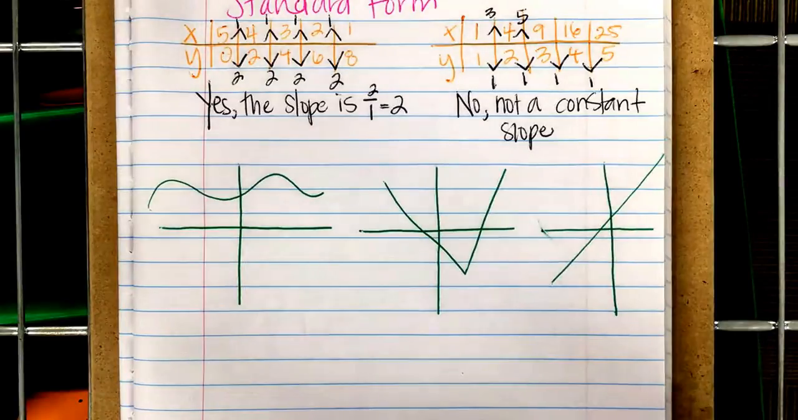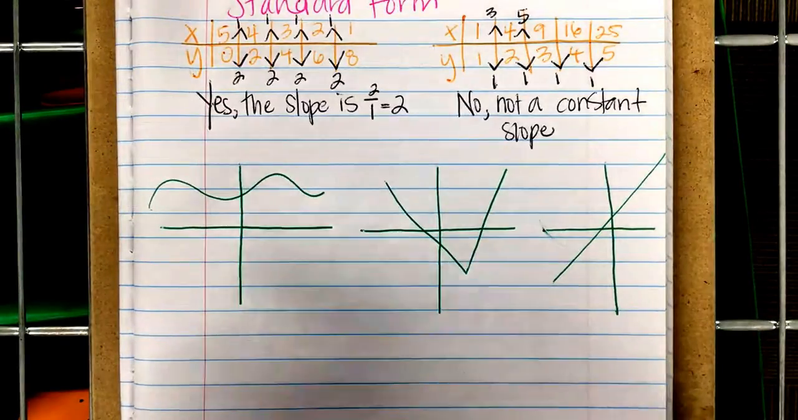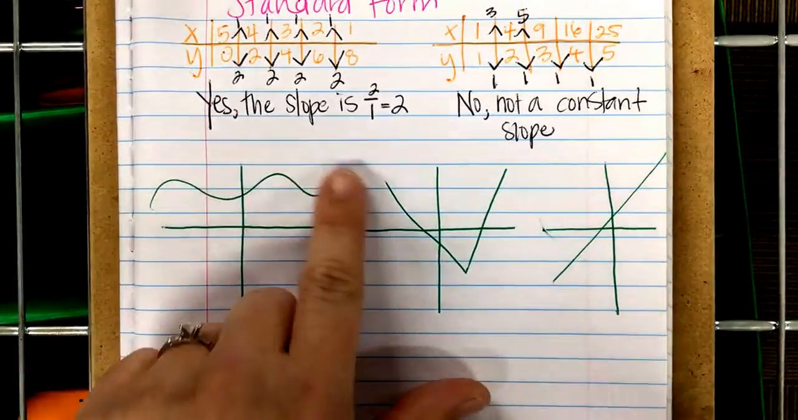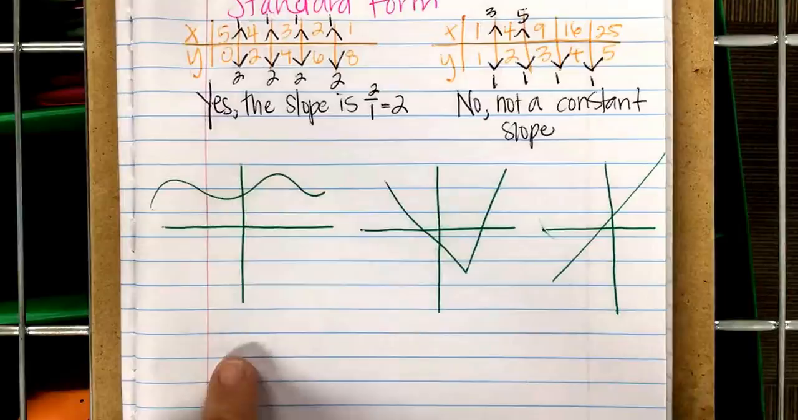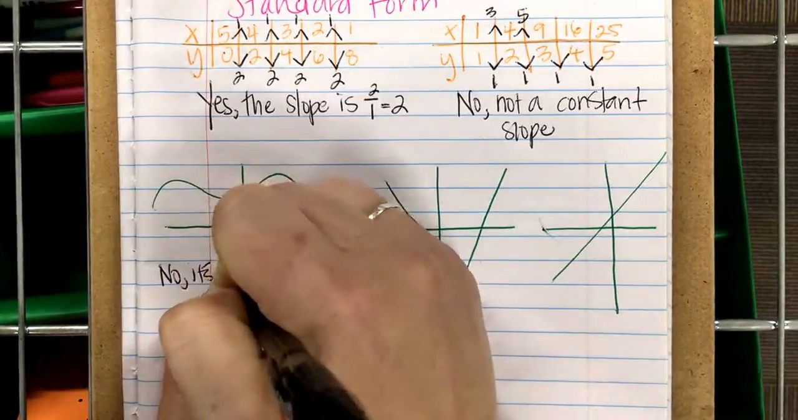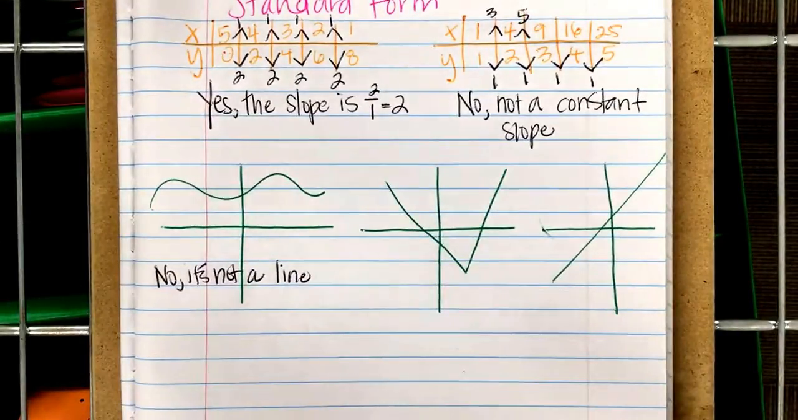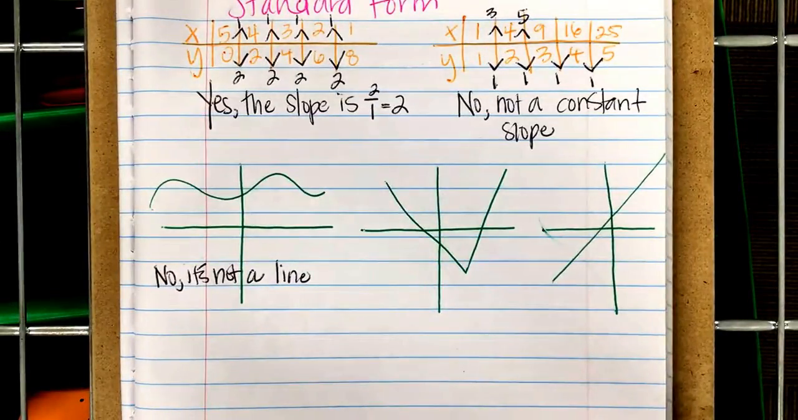Three graphs. Are they linear? Are these linear equations? How about this first guy? Is this a linear equation? No. Why not? It doesn't make a line. It's not a straight line, right? It's a curvy line. It's not linear.